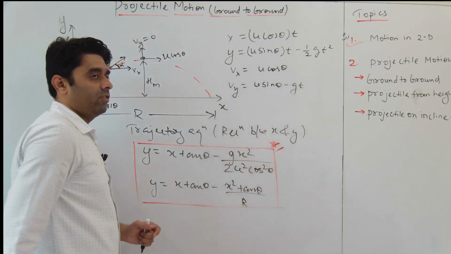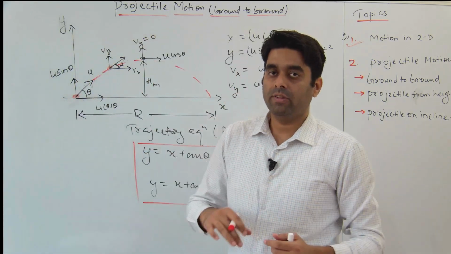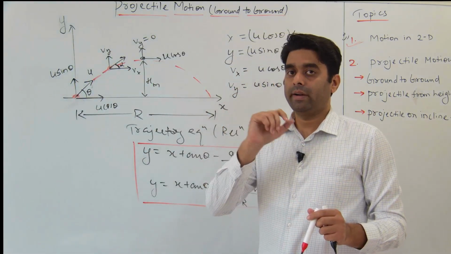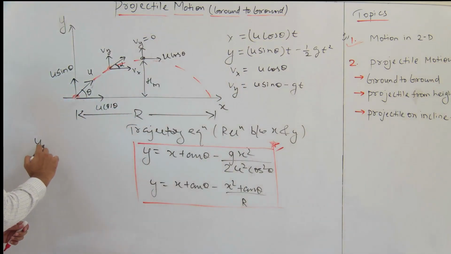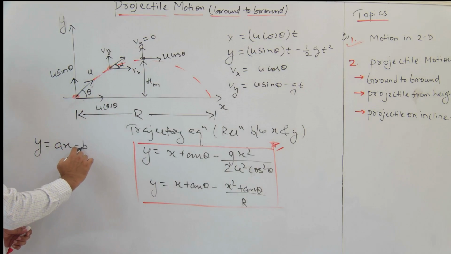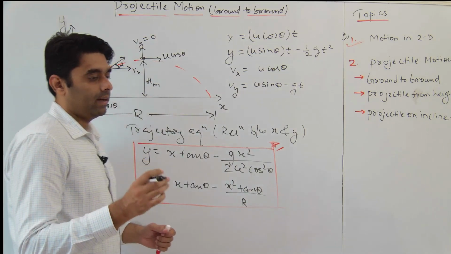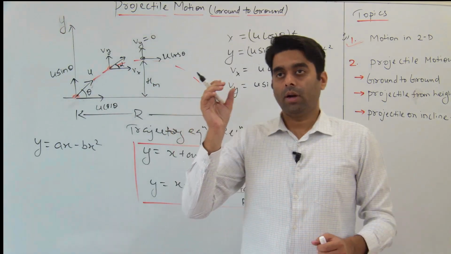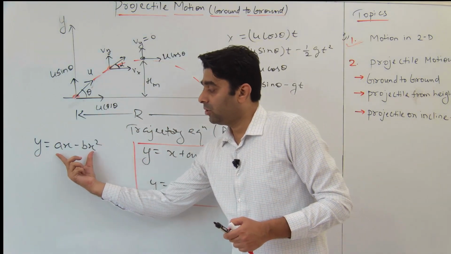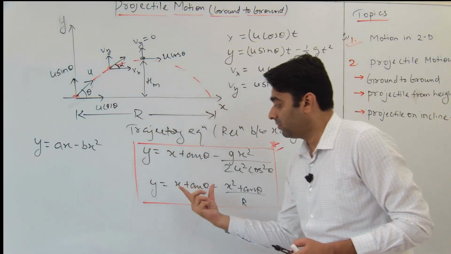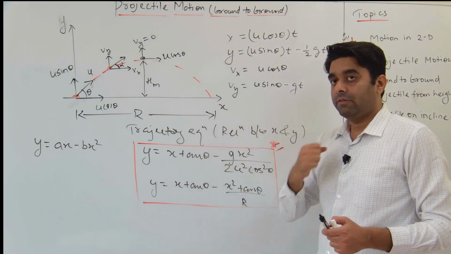What type of questions are asked? The basic question is, let's say a quadratic equation is given to you, y equals a x minus b x square, and it is said that this is the trajectory equation of a projectile. So what we need to do is compare this quadratic equation with the trajectory equation that we know, right?